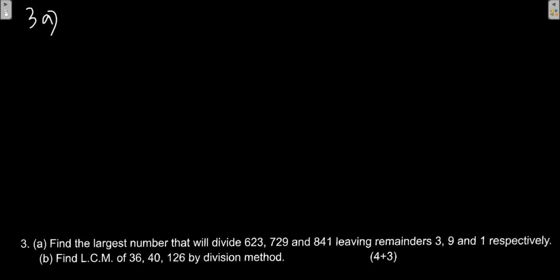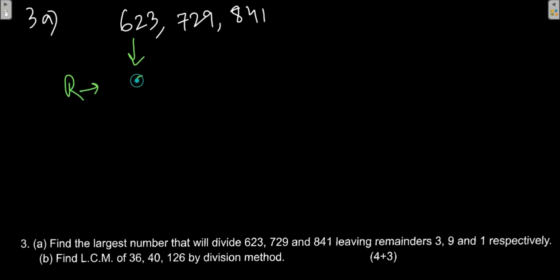So it's again a problem sum. It says find the largest number that will divide these numbers. So let's write the numbers, 623, 729 and 841. We'll divide these numbers, but they will leave some remainders. In this case 3, in this case 9, and in this case 1. So they told us that when these numbers are divided by some largest number, they leave these remainders.